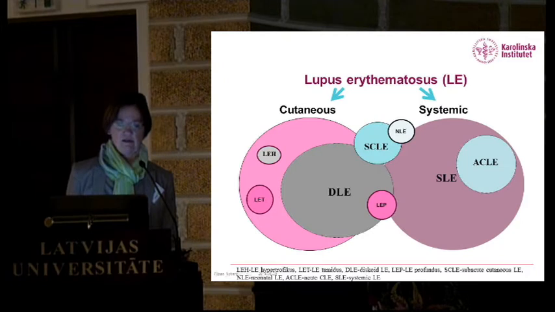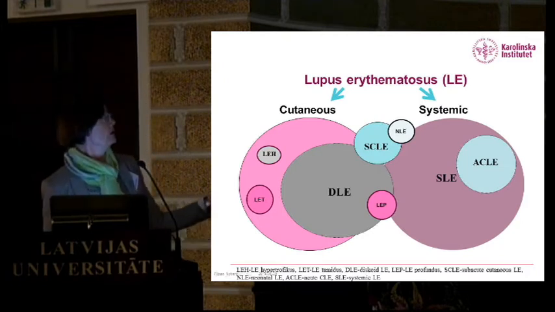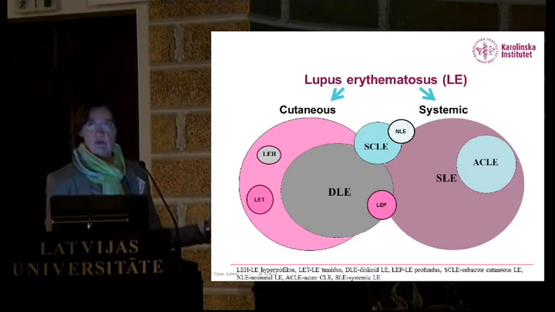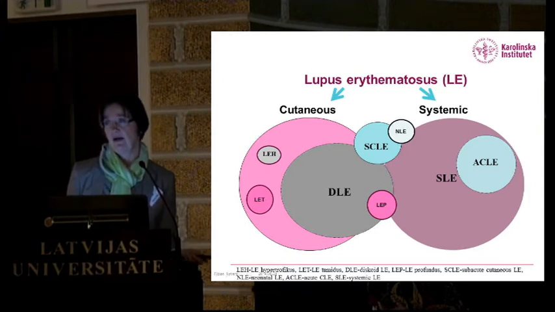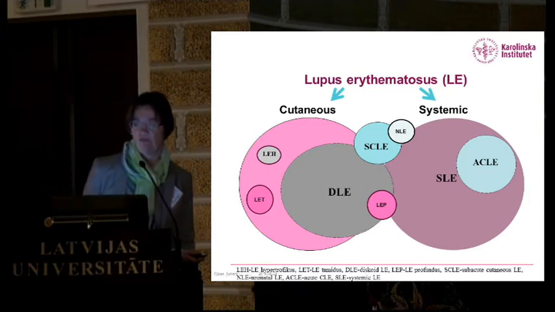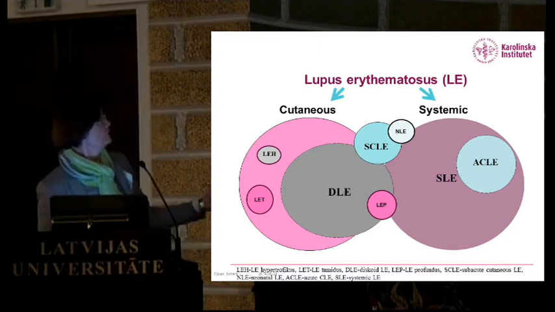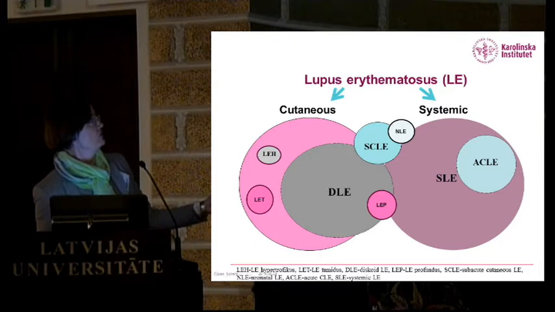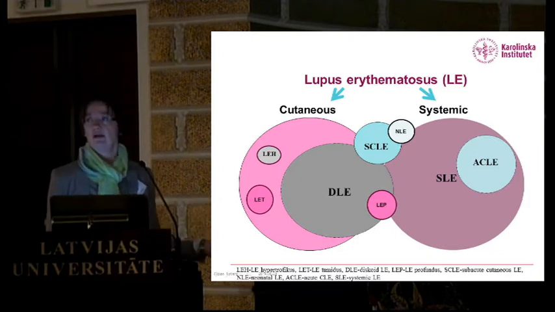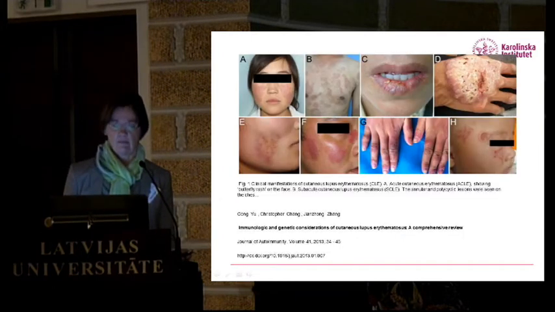This is a picture that we would like to get rid of in 10 years from now. It's a very complicated classification, and I will not go into it deeply because my hope is that we are reclassifying this. The work has started internationally from a group in Philadelphia. But there are a lot of overlaps. You can see that subacute cutaneous lupus, for example, 50% have and 50% have not systemic disease. Discoid lupus, well, they are mostly cutaneous, but how do we know when they are systemic?